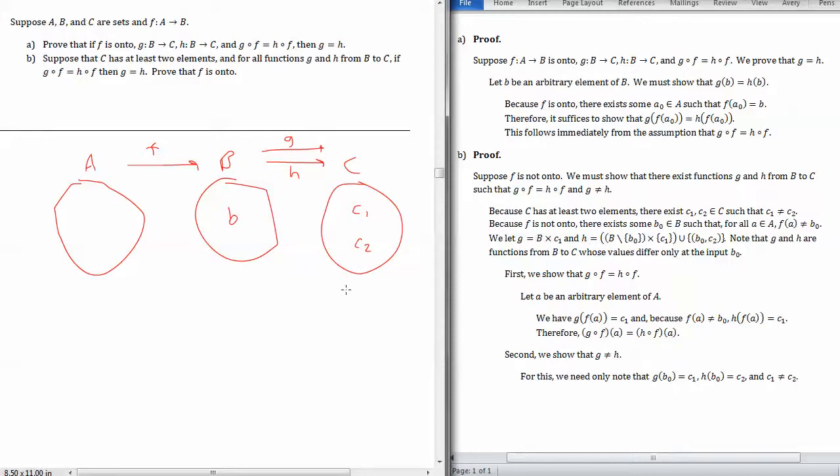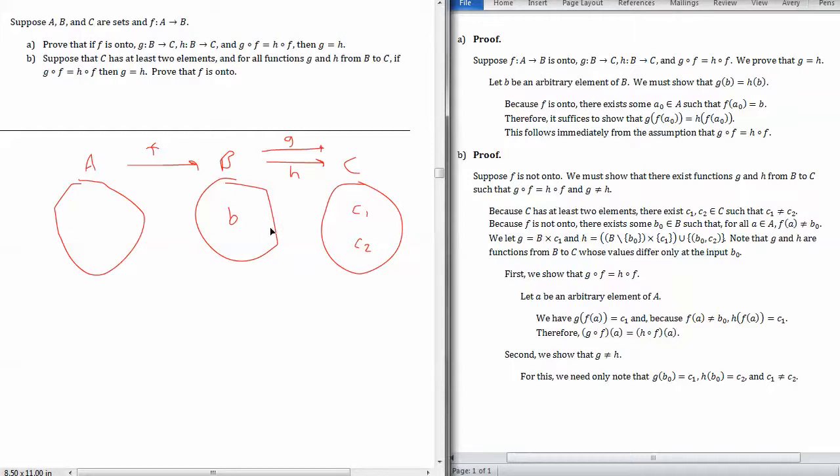Okay, so I've got these three elements to work with, and I need to somehow define functions g and h which are different, but when I compose with f, they're the same. The trick is to make g and h almost the same, but to make them differ only on what they do to b. Since you can't get to b from f, you're never going to see that discrepancy after you compose with f. So after you compose with f, they'll be the same, even though the functions are slightly different.